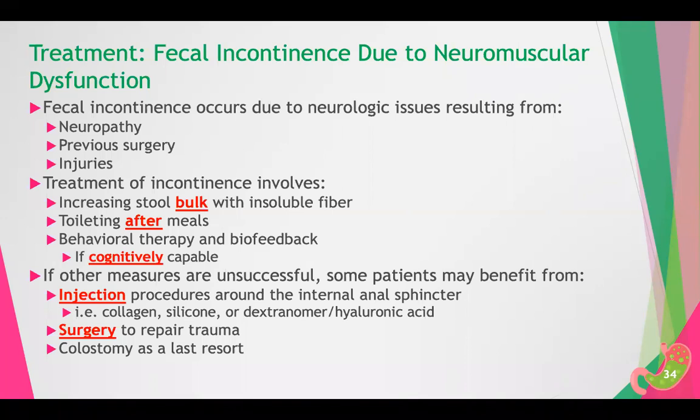And if these measures are unsuccessful, some individuals might benefit from injection procedures where they inject collagen or silicone around the internal anal sphincter so that there's no leakage that occurs. Surgery to repair the trauma, so if they have any injury that is causing their incontinence, or a colostomy as a last resort.